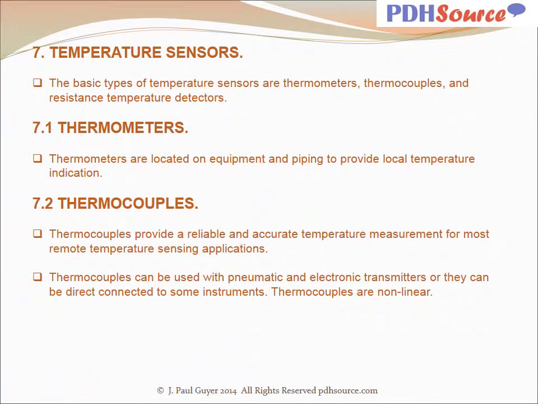With regard to temperature sensors, the basic types of temperature sensors are thermometers, thermocouples, and resistance temperature detectors. Thermometers are located on equipment and piping to provide local temperature indication. Thermocouples provide a reliable and accurate temperature measurement for most remote temperature sensing applications. Thermocouples can be used with pneumatic and electronic transmitters, or they can be direct connected to some instruments. Thermocouples are nonlinear.